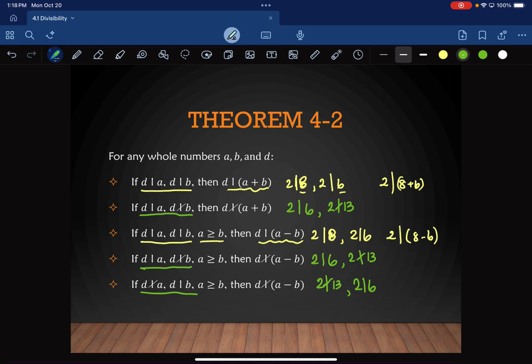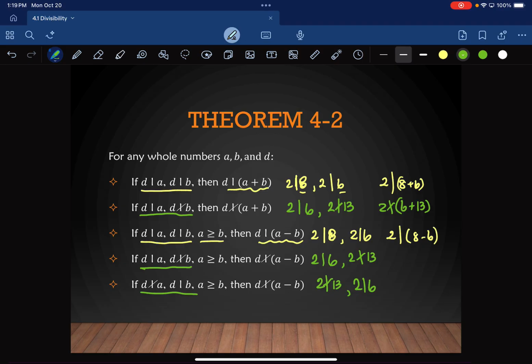I may need to switch an example out, but let me just start with the one I've got so far. Let's look at this first one. So 2 divides 6, 2 does not divide 13. True statement to start with, okay? And then if I add 6 and 13 together, in other words, I add an even and I add an odd, what am I going to get? It's going to be an odd, and 2 is not going to divide that either, right? So if I fail on one of these counts, if one of these doesn't work, then I'm actually going to end up in a situation where, in this case, the sum does not work either.